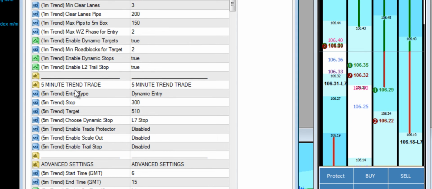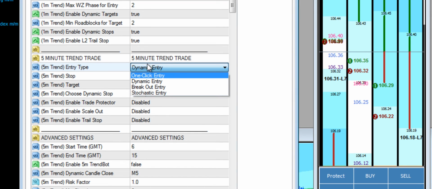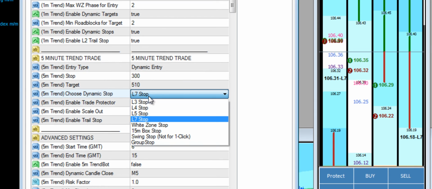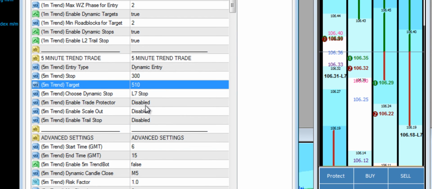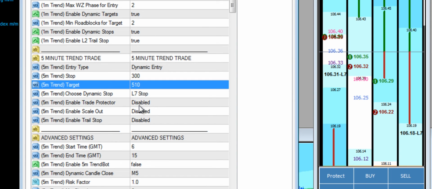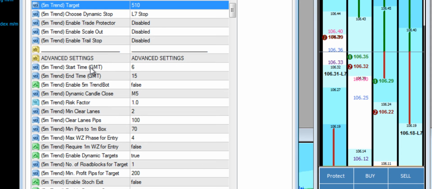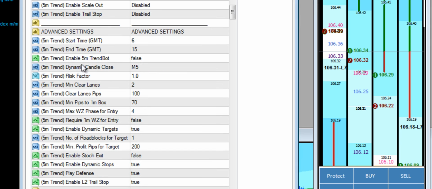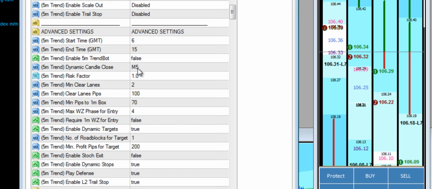So now we can go back to the 5-minute trend, and you can see everything's pretty much the same. Our entries, same types of entries. Emergency stops and targets, dynamic stops, all the same. Just a reminder, don't use the group stop. I will get that out of there. It's not going to hurt you or nothing. I don't think it's effective. But you've got your same trade protector, skeleton, trail stops. You have a little more advanced settings here. If you decided to upgrade to the trend bot, you can actually turn on your trend bot here. You actually have a dynamic candle close option in the 5 and 15-minute trend because the 1-minute trend doesn't need it. It's only going to use the 1 minute.